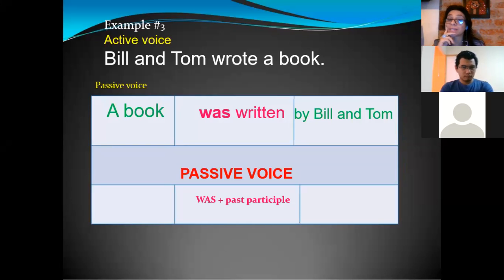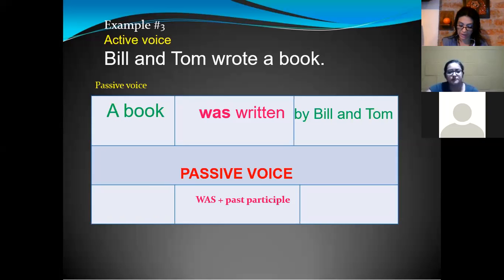Passive voice. It's already in passive voice, all right? Okay, so what was the switch we made? What happened here in this sentence? What is the switch we made? What was at the beginning before? Any ideas what was at the beginning?